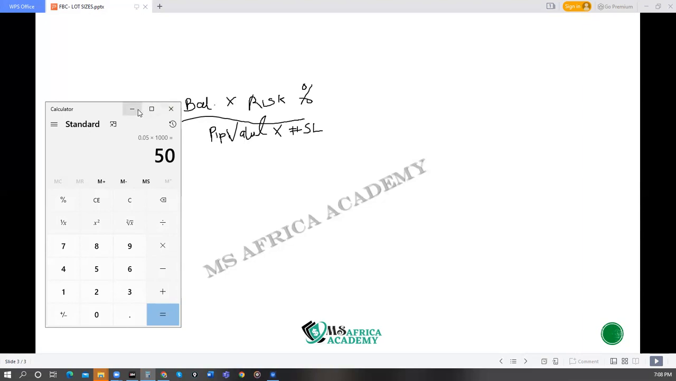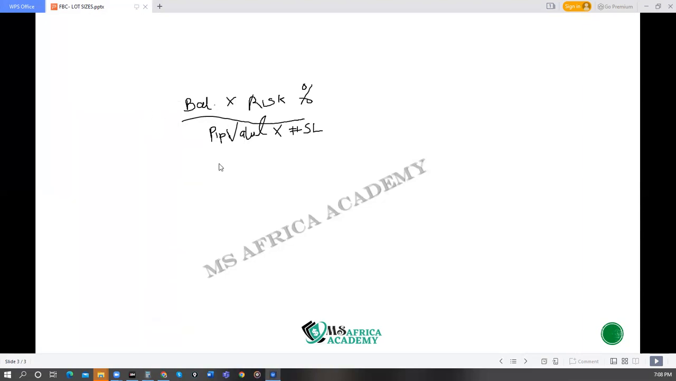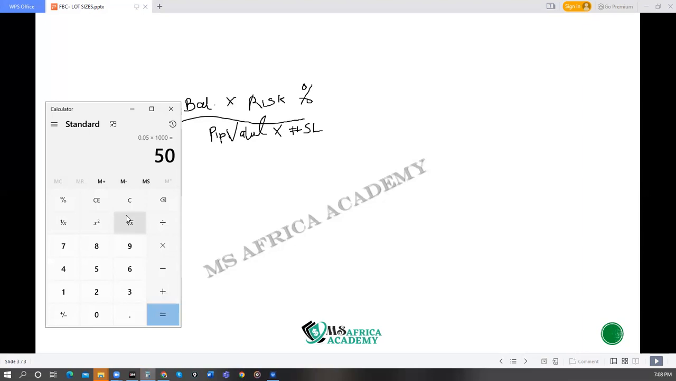All right. So say my balance is $10,000 and I want to risk 2% only, which I advise people not to go beyond. So if I'm trading $10,000 and I want to risk 2%, that's 0.02. And that means that I do not want to lose more than $200 for every single trade I take. So that means $200 divided by pip value multiplied by number of pips.